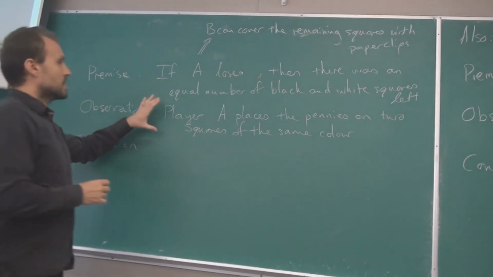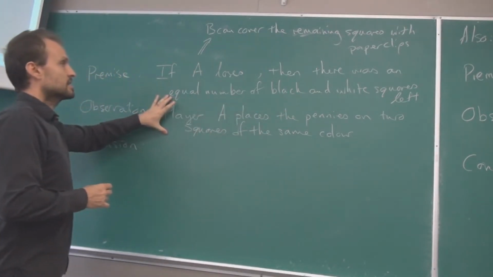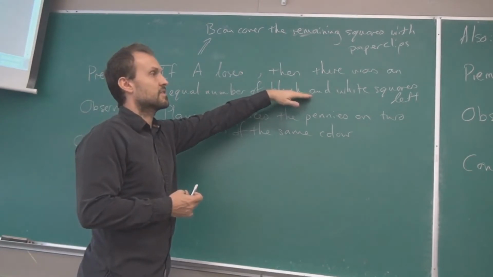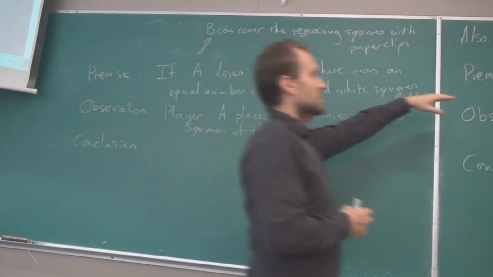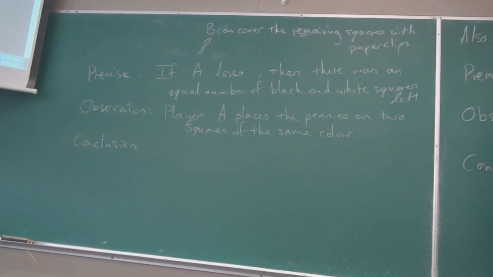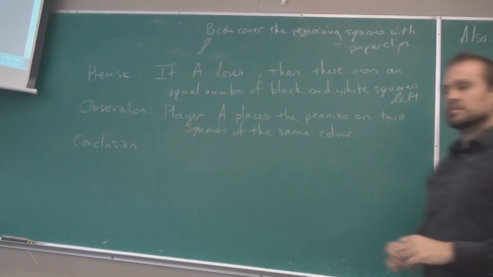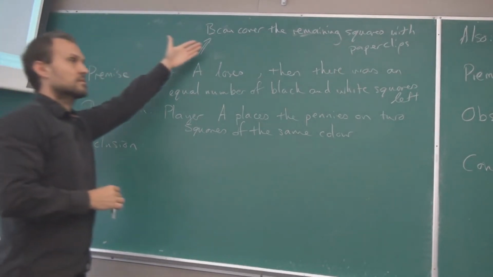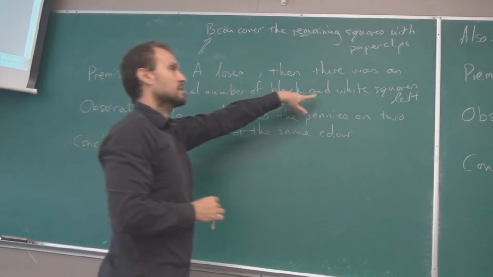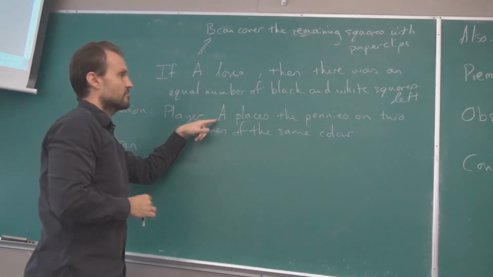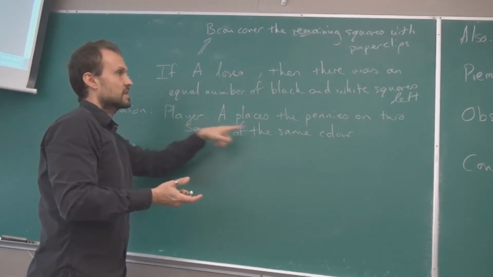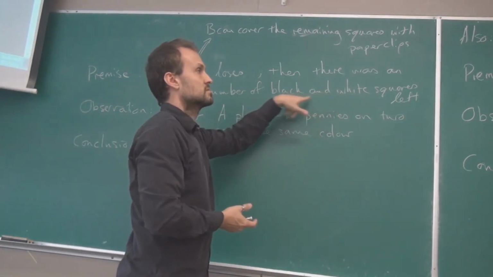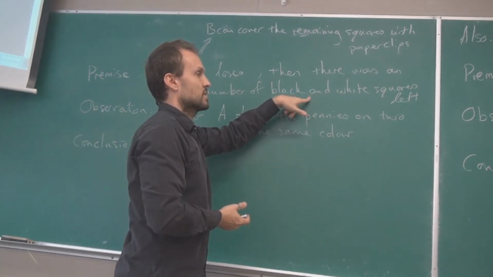So the observation that I make is the opposite of the then section in the premise. Like here with the rain and the grass, it was if it rains, the grass is wet. I observe the opposite of the second part of the premise. The same thing is happening now. If B can cover everything that remains, there's an equal number of black and white squares. I now observe that A places pennies on the same color, so there isn't an equal number of black and white squares.